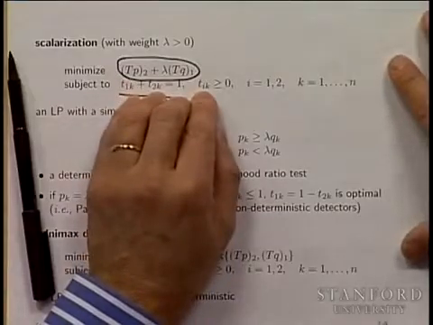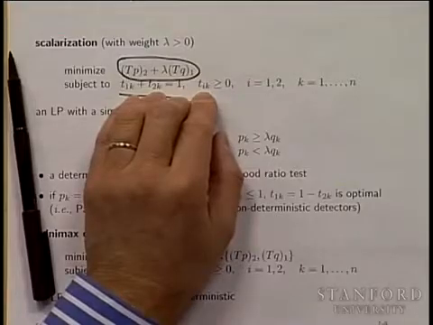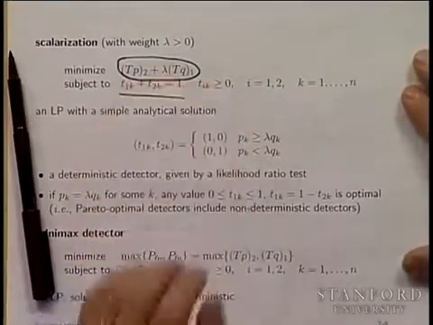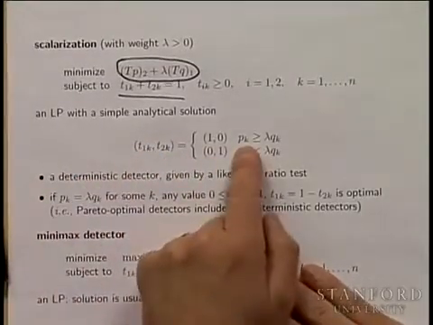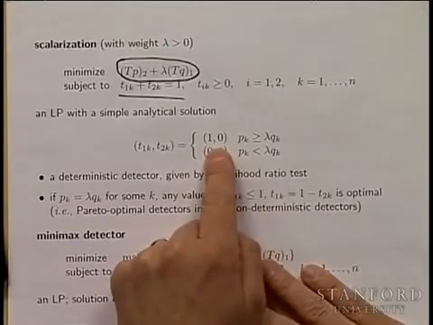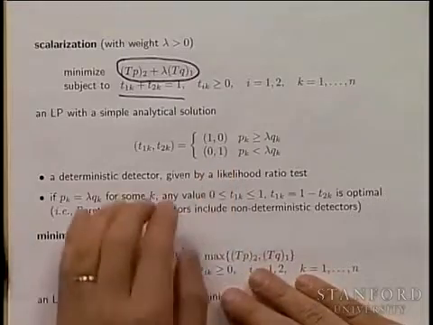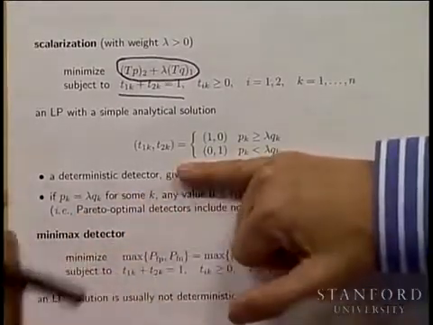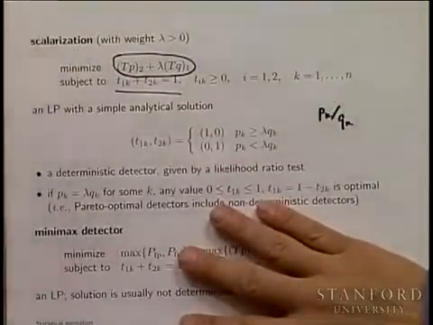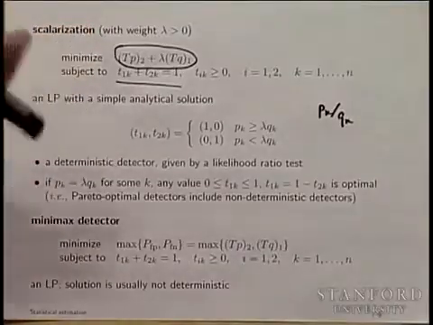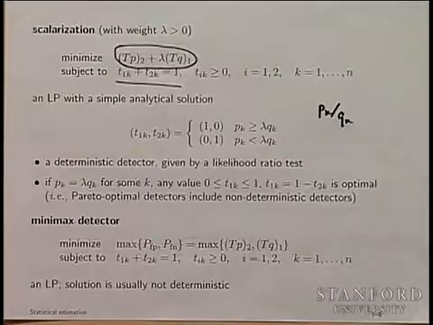The constraints on T are simply that each column is in the unit simplex. I think you did a problem on that a while ago. And it's extremely simple how to choose. If P is bigger than lambda Q, you choose the first hypothesis. The other way around, you choose this one. So you end up with a deterministic detector, and this is called a likelihood ratio test, because what you really do is look at this, compare it to a threshold, and then guess which distribution it came from.